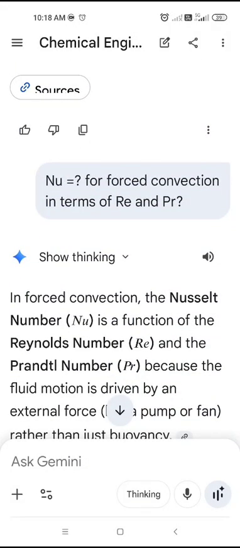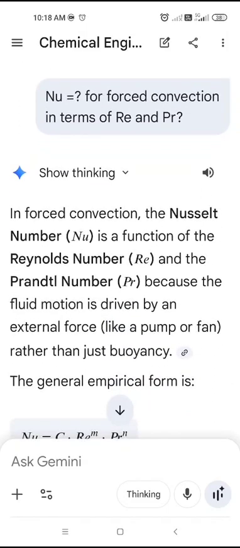Okay, no, right now I want the Nusselt number for forced convection in terms of the Reynolds number and Prandtl number again. Forced convection.